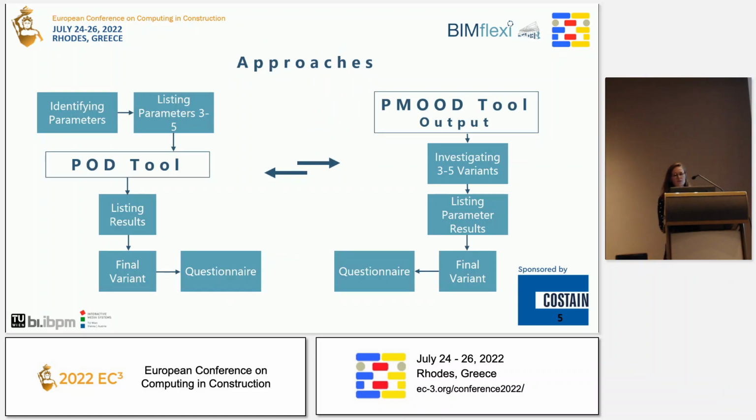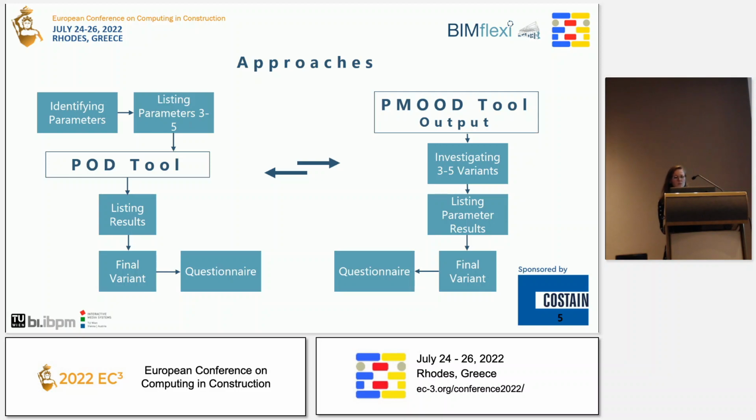So for the evaluation of our parametric multi-objective optimization and decision support tool, we compared 2 approaches. For once, the participants of the study tested the POD tool, where they manually generate structural building options by manipulating the variable parameters in the tool and analyze their performances. Therefore, the attendees identified parameters to their needs, listed 3 to 5 variants, and entered the POD tool. They assessed the outcome and listed the results to further decide on a final variant. Afterwards, they were asked to fill in a questionnaire.